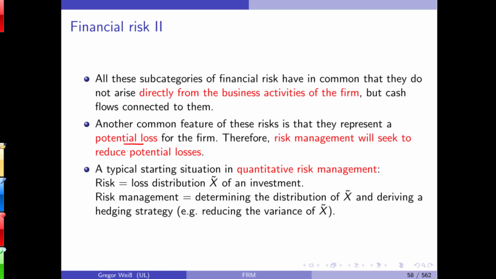And that leads us to what is done in quantitative risk management. In quantitative risk management, usually you only deal with random variables, because risk is stochastic in nature, and loss distributions. So a random variable that captures potential financial losses. And that's also the starting point in actuarial science.